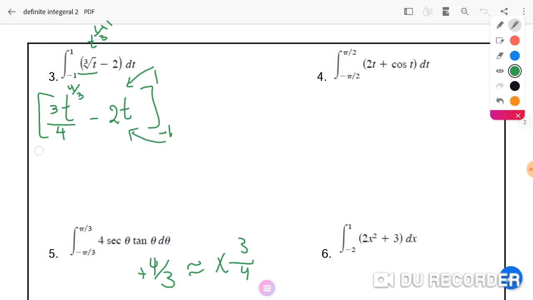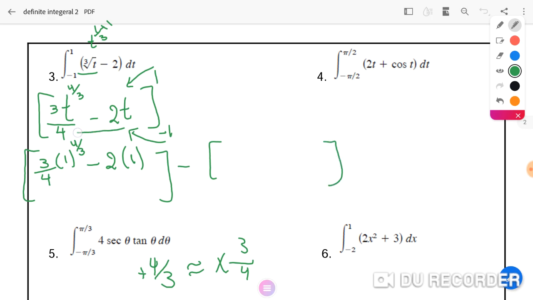Just replace by the upper limit minus the value of the antiderivative at the lower. It will be what here? Replace, it will be 3 over 4 multiplied by 1 to the power 4 over 3, and as you know, the number 1, if you raise it to any exponent, it will be 1, minus 2 multiplied by 1, minus the other bracket, which is the value of this antiderivative at the lower limit. Here it will be 3 over 4 multiplied by negative 1 to the power 4 over 3 minus 2 multiplied by negative 1. You can use your calculator.